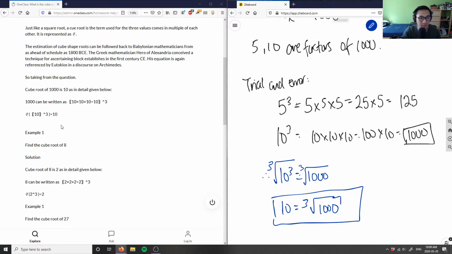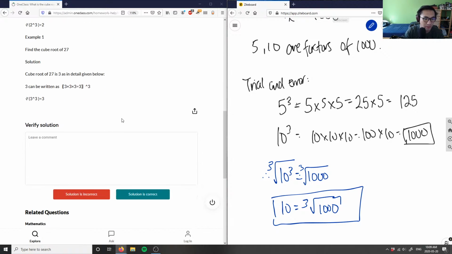And what they did was they did the same thing here. They used trial and error to figure out that 10 times 10 times 10 equals 1,000, which is 10 to the power of 3, and then they took the cube root of both sides. So this solution here is correct.